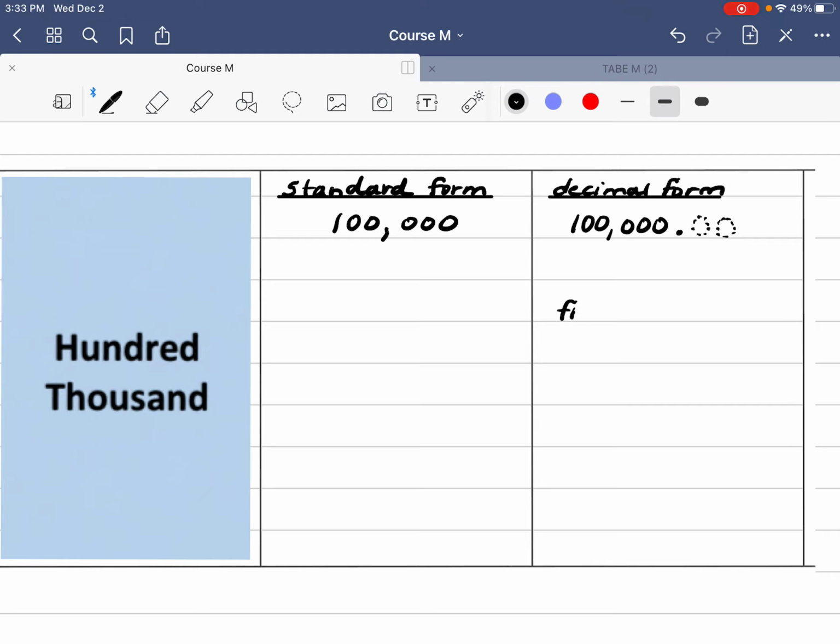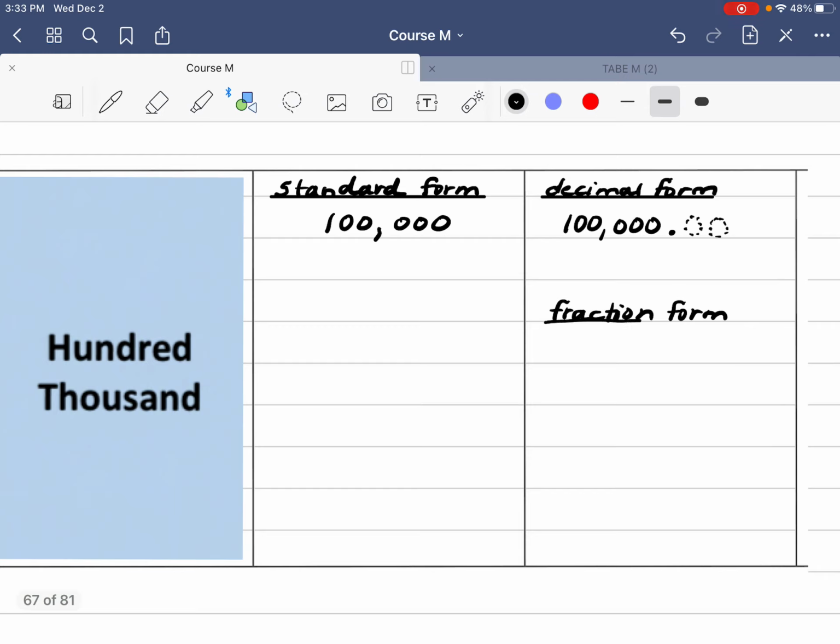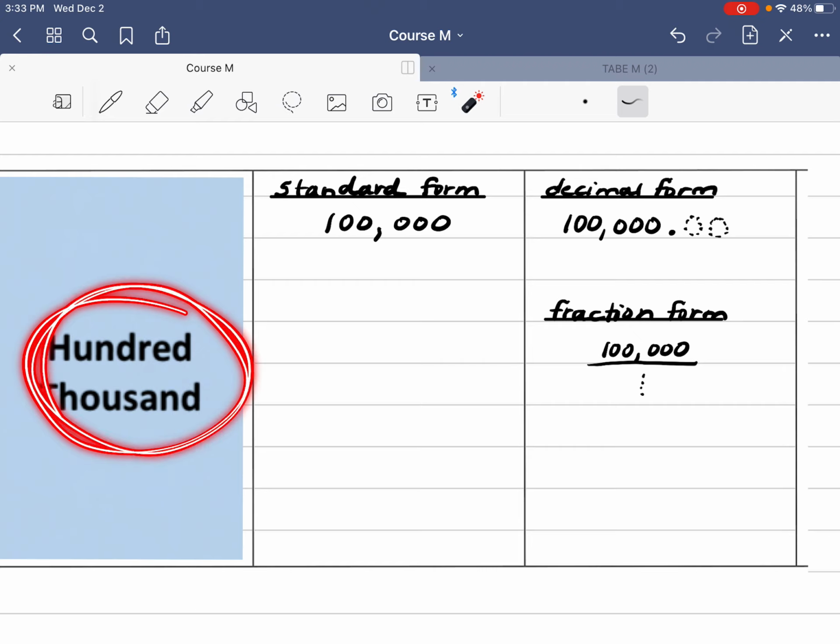Fraction form. See if you can get it before I do. Not that we're in a race, but I'm trying to work slowly to give you a chance to think through it. 100,000, it needs a denominator, and that denominator has to be a 1. I'm going to skip word form because it is just what we have right here.